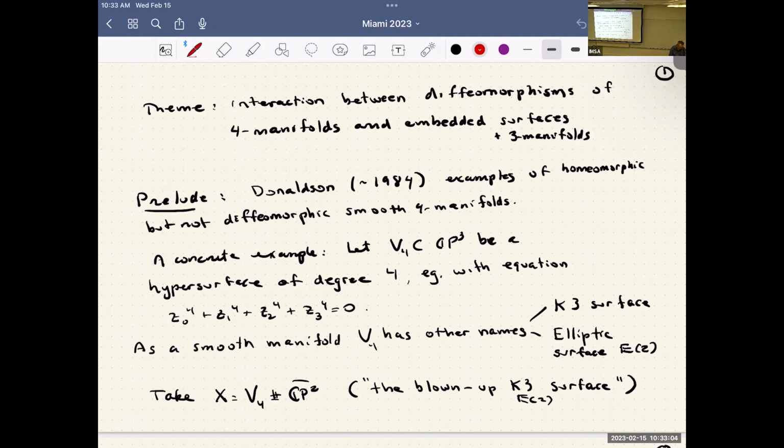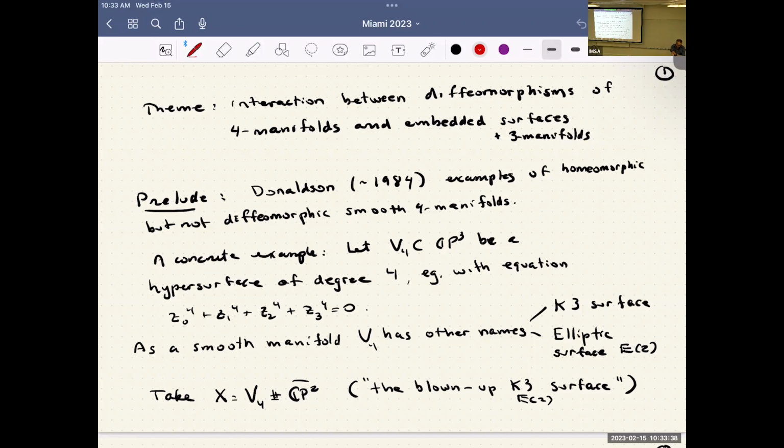So the theme is several sorts of interactions between constructions and detections of interesting diffeomorphisms of four manifolds, and the way that that uses embedded surfaces and says things about embedded three manifolds. Okay, so let me back up and start with a little prelude, which captures an important part of the setup here, and I'll actually use some of these things.